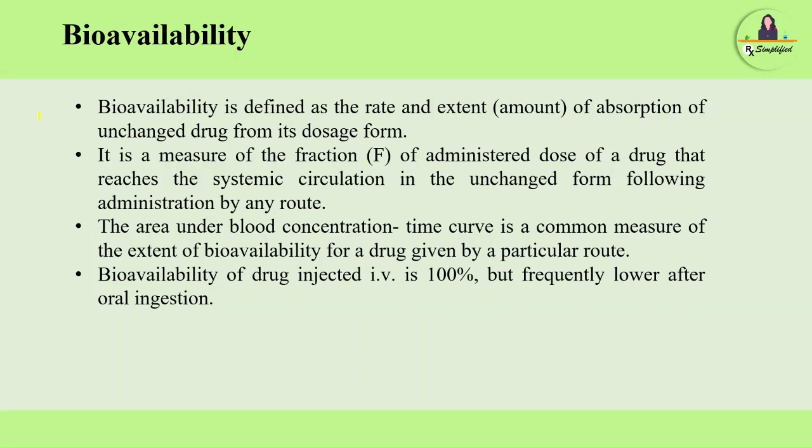Next, we are discussing bioavailability. How do we understand bioavailability? Bio means biological system, and availability means how much amount is available. Bioavailability is defined as the rate and extent of absorption of unchanged drug from its dosage form. It is a measure of the fraction of the administered dose of a drug that reaches the systemic circulation in the unchanged form following administration by any route.